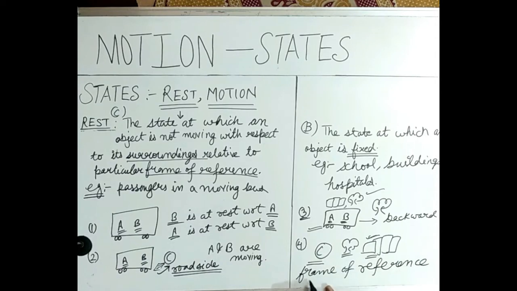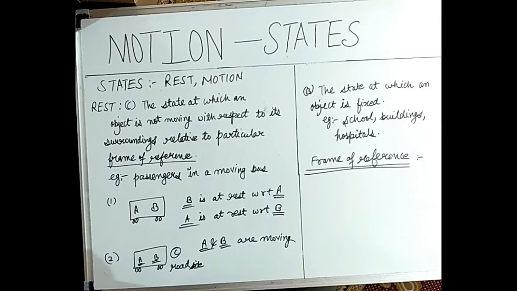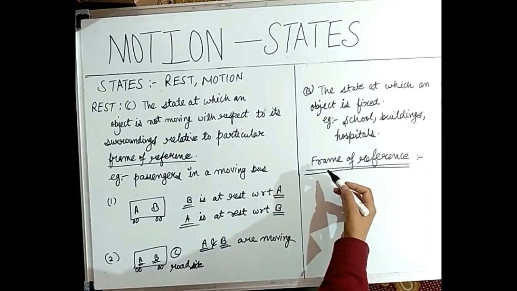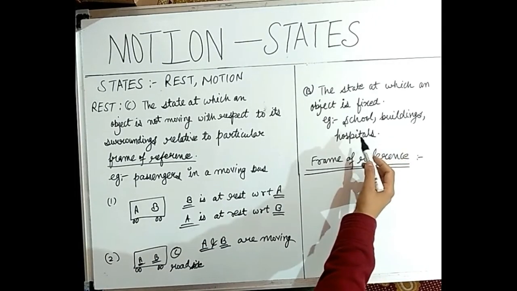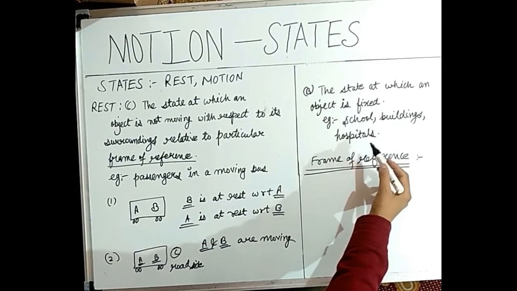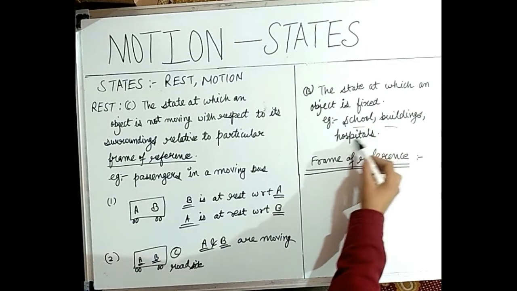Frame of reference means "with respect to" the object under consideration. Now you have understood what a frame of reference is. Just in the second definition, we mentioned that the state at which an object is fixed is called rest, and the examples are schools, buildings and hospitals.